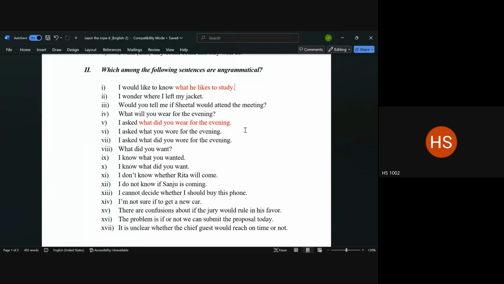Did is separated from wear, and hence the sentence has become ungrammatical. Or rather, you have converted the clause into a question by separating the tense, right? So it is wrong. Got it?